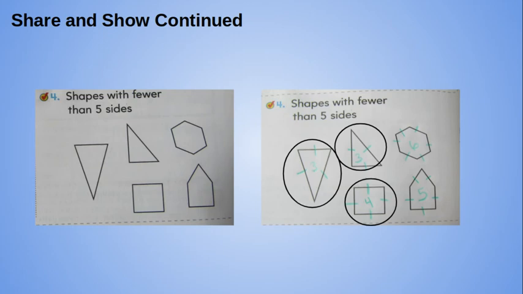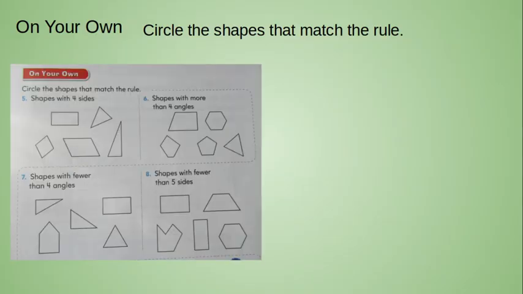All right, we're ready for the On Your Own section. It says circle the shapes that match the rule. So just like the last problems that we practiced together, this time you're going to do it on your own. Carefully read each rule. It could be asking about sides or angles. So pay attention to that when you're doing your labeling.